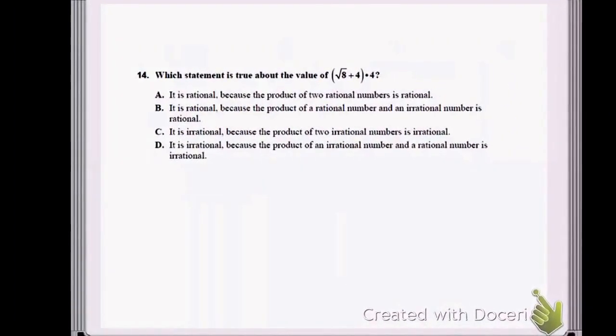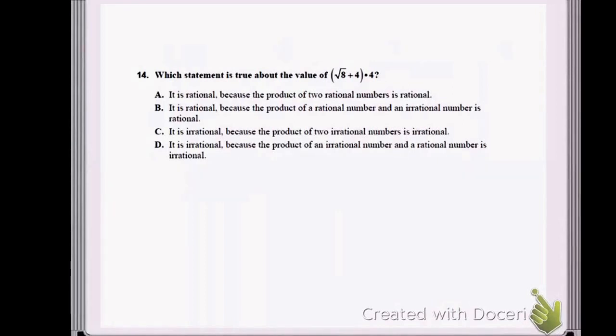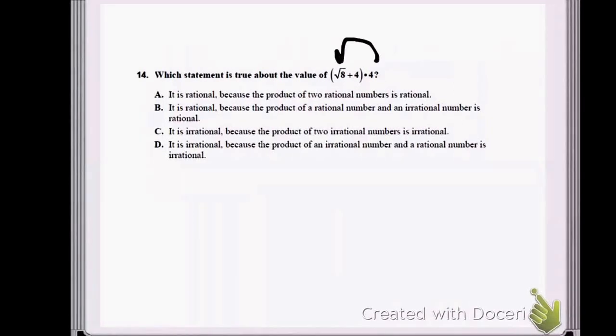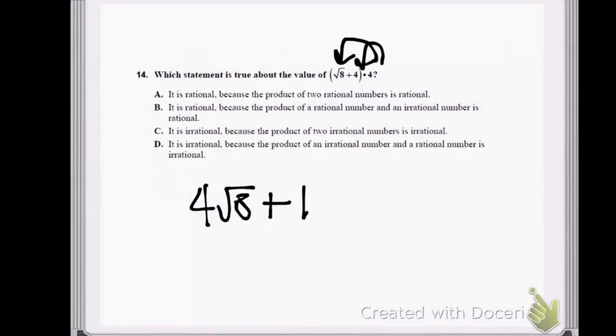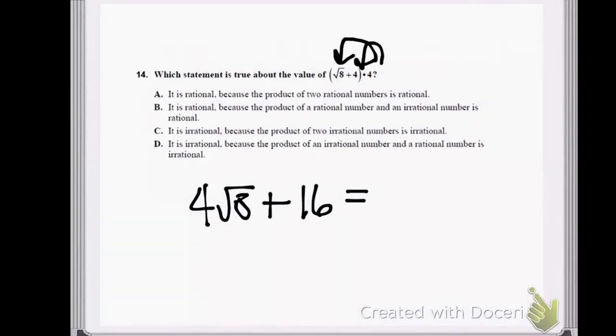Number 14. Which statement is true about the value of the square root of 8 plus 4 times 4? Well, I would distribute that. 4 times the square root of 8 is 4 square roots of 8. Plus 4 times 4 is 16. If I put that in my calculator, I get the answer. And it's a decimal that's repeating. So I know that my answer is irrational.